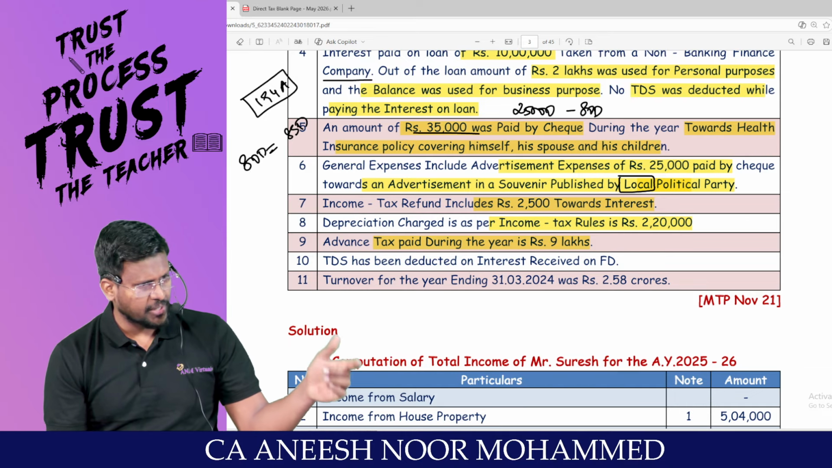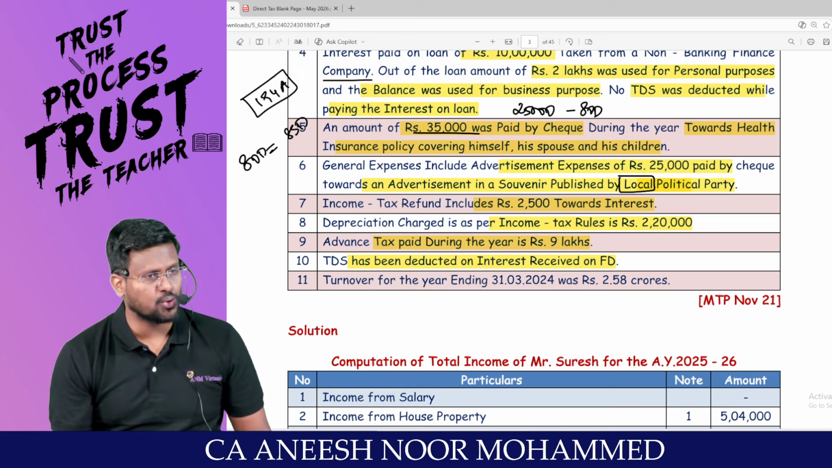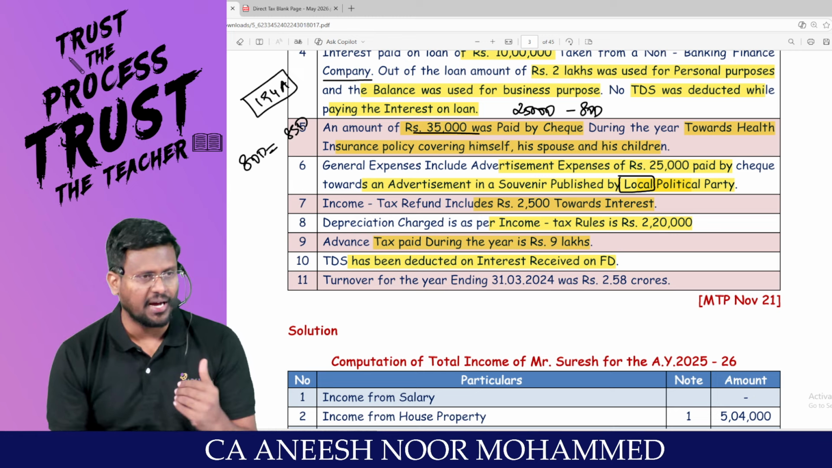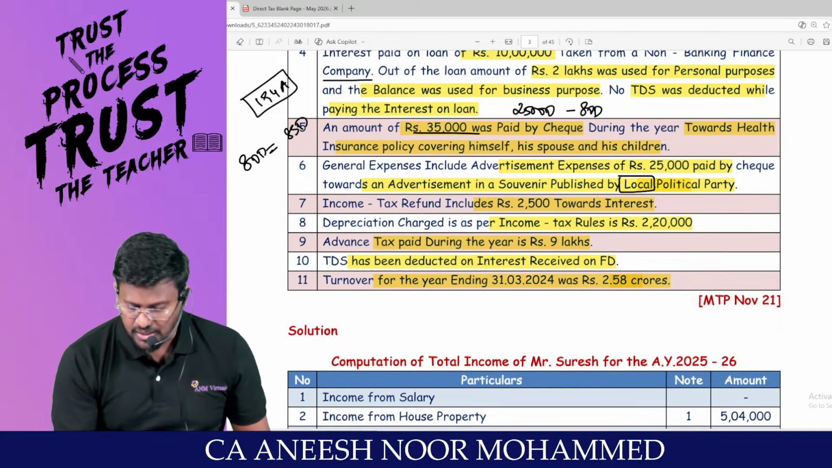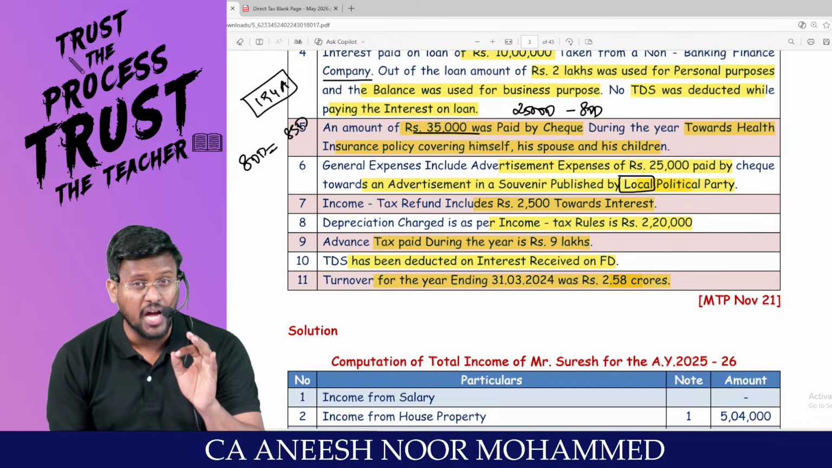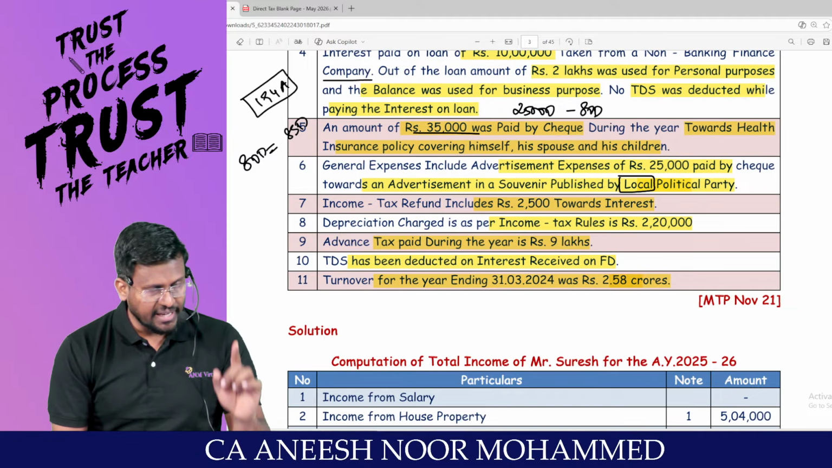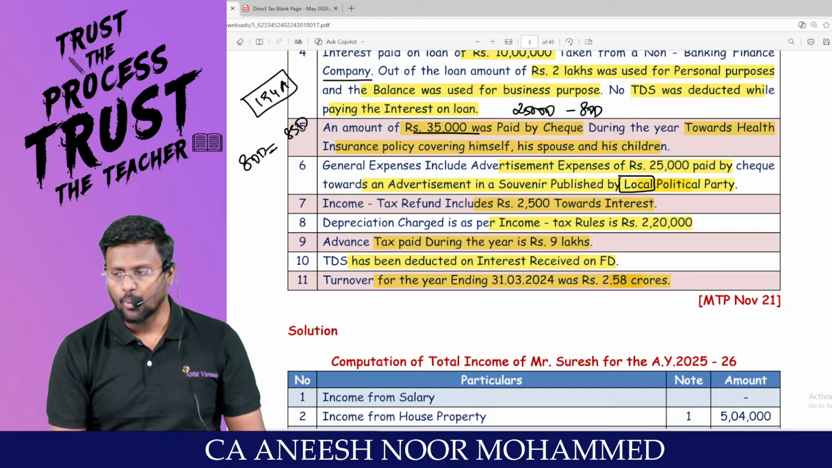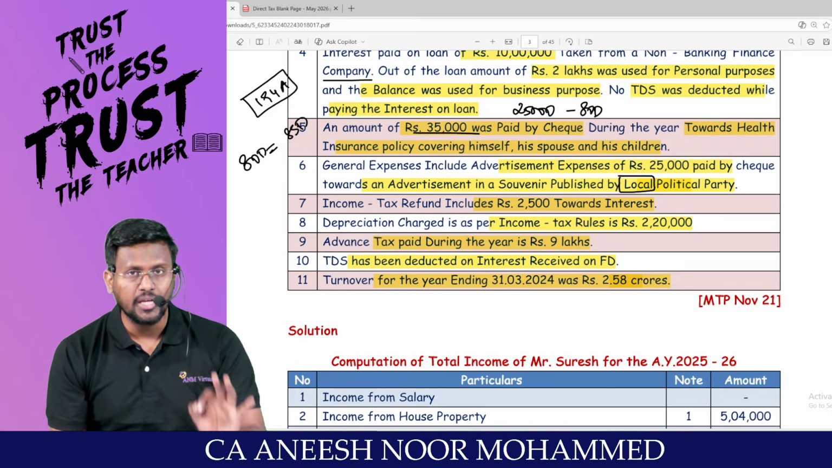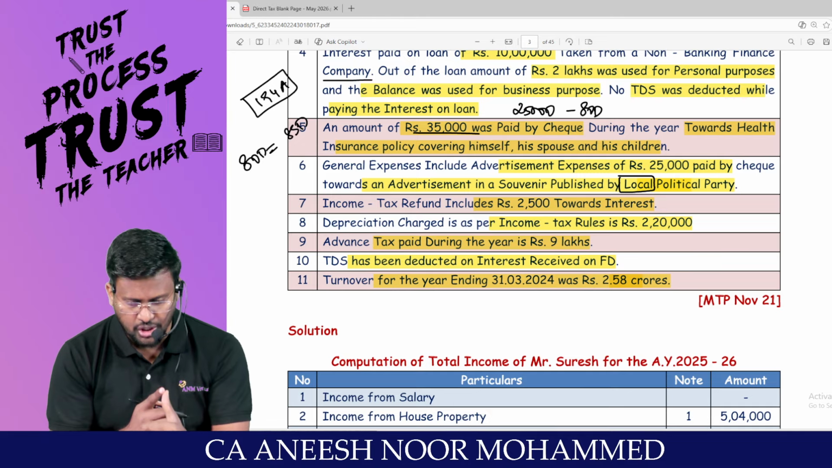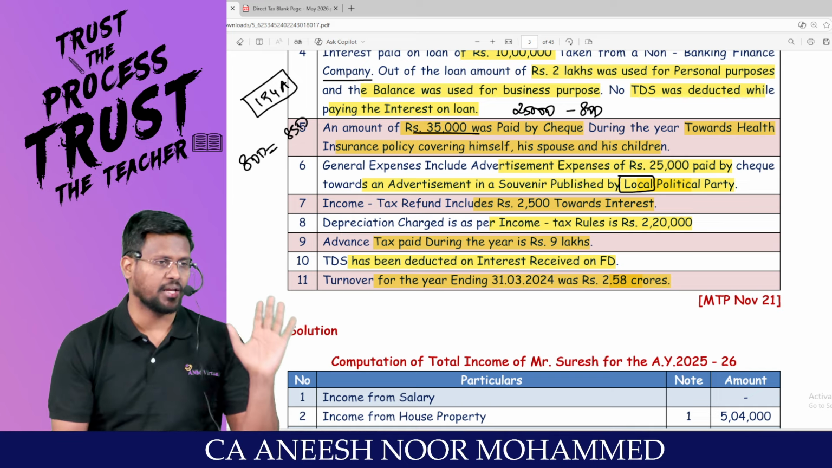After you calculate the tax payable, reduce the advance tax, and you will get the remaining tax payable. TDS has been deducted on interest received on FD. 10% TDS would have been deducted under section 194A. Turnover for the year ended 31/3/2024 was 2.58 crores. That means the benefit will not be available, because in the immediately preceding previous year, in case of an individual or HUF, if the turnover does not exceed 1 crore in case of business or 50 lakhs in case of profession, no need to deduct TDS under 194H, 194I, 194J, 194A, 194C and 194.